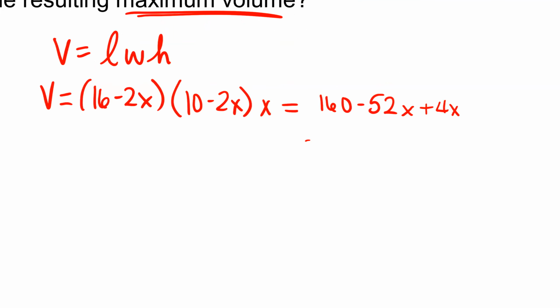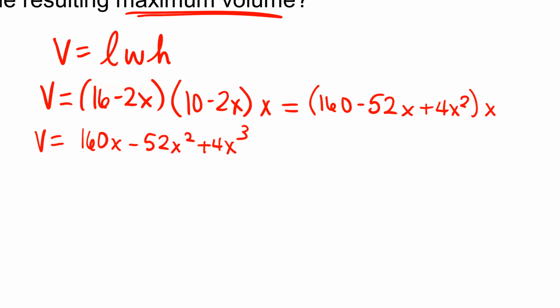Plus 4x squared. And then I still have an x on the outside. All I did was I FOILed the two binomials. Okay, let's distribute that x out. Are we good with how I found this? Okay, I believe that you can FOIL it. You guys can do it.